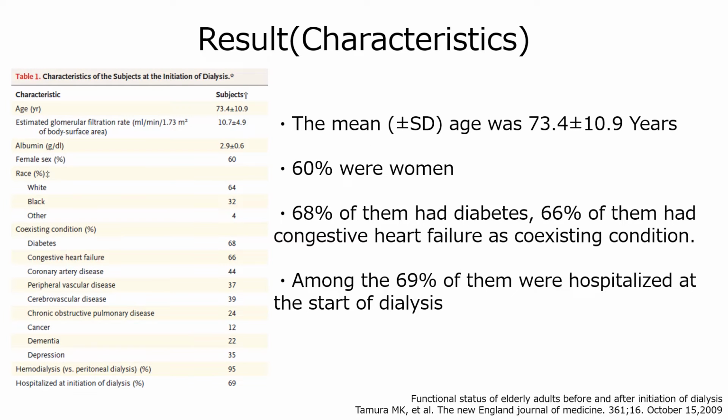Third, I'll show the result. The mean age was 73.4 years and 60% were women. 68% of them had diabetes, and 66% had congestive heart failure as a coexisting condition. Also, 69% of them were hospitalized at the start of dialysis.